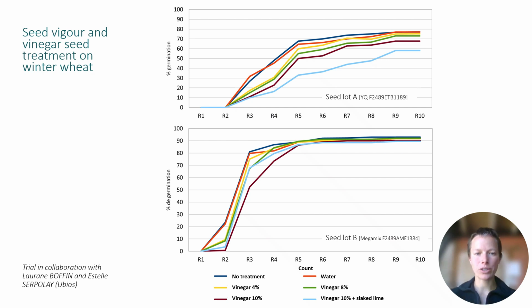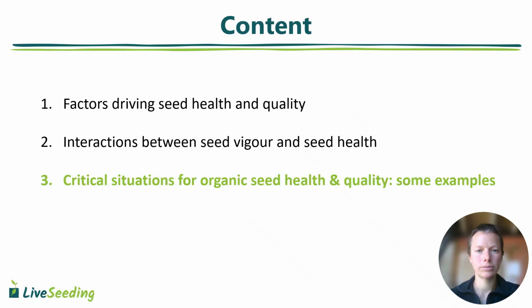This example illustrates that caring for high physiological seed quality also widens your opportunities to treat your seeds against seed-borne pathogens, if necessary. Now that we have seen that microbiological and physiological aspects of seed quality are intertwined, I will describe some typical critical situations in organic seed systems to understand the importance and scope of managing for seed quality and health.